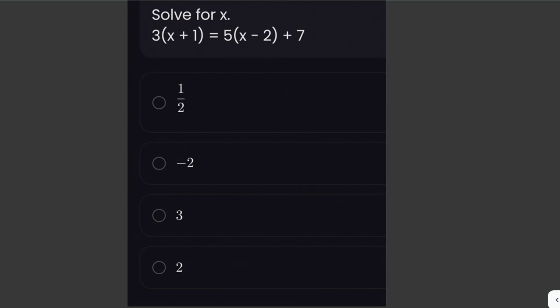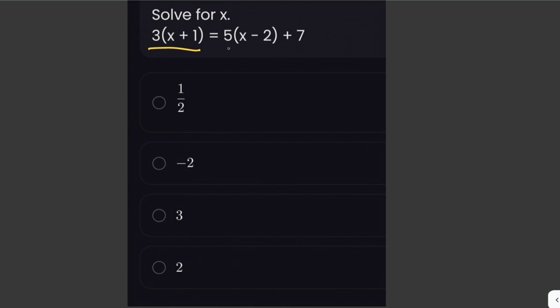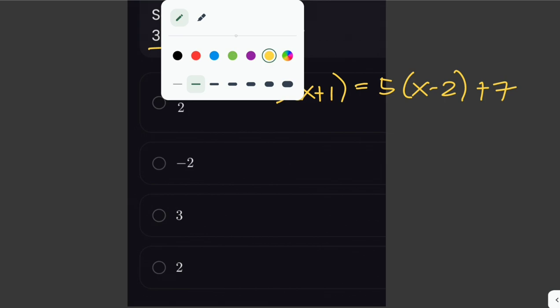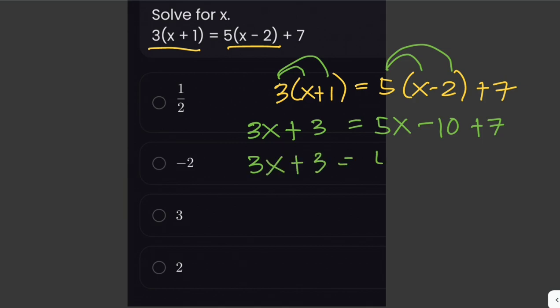Solve for x, and we're given the expression 3 times x plus 1 equals 5 times x minus 2 plus 7. Now to solve this, we need to expand these expressions. So that is 3 times x plus 1 equals 5 times x minus 2 plus 7, and then we expand. We distribute 3 to x plus 1, that is 3 times x is 3x, plus 3 times 1 is 3, equals, we distribute 5 here. So 5 times x is 5x minus 5 times 2 is 10 plus 7. And then we can simplify: negative 10 plus 7 is negative 3.